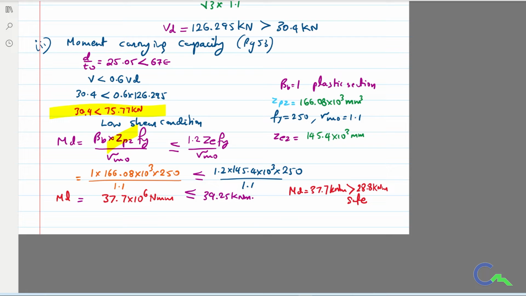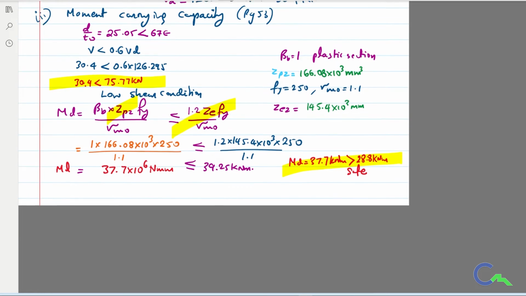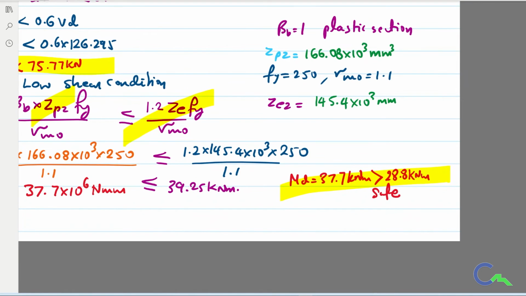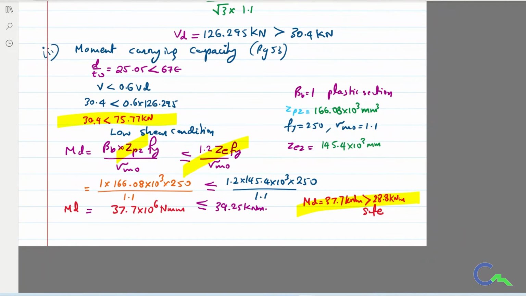Also I have to check for the simply supported condition. Whatever value we get here should be less than 1.2 ZeFy by gamma m naught. Both conditions are going to be satisfied. Therefore our design is safe, because the design strength of our beam is greater than 28.8 kilonewton meter, which is the WL square by 8 value in our case. So this is also safe in moment carrying capacity.